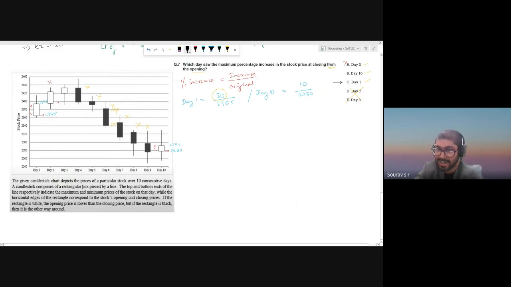If you want, you can check the percentages in the calculator. But the sums are given in such a way that you spend time calculating and not using mathematical tricks to calculate. Okay, so don't fall into that trap. Day 1 will be your answer, option C. Done?